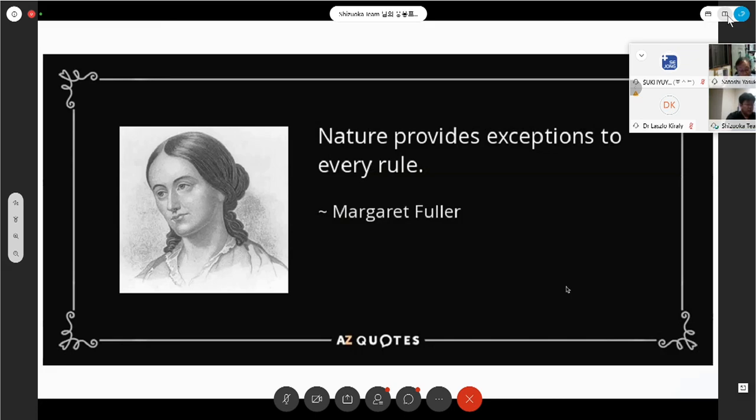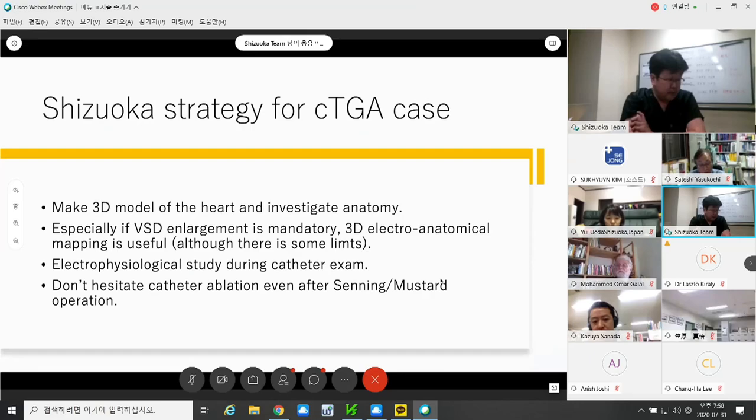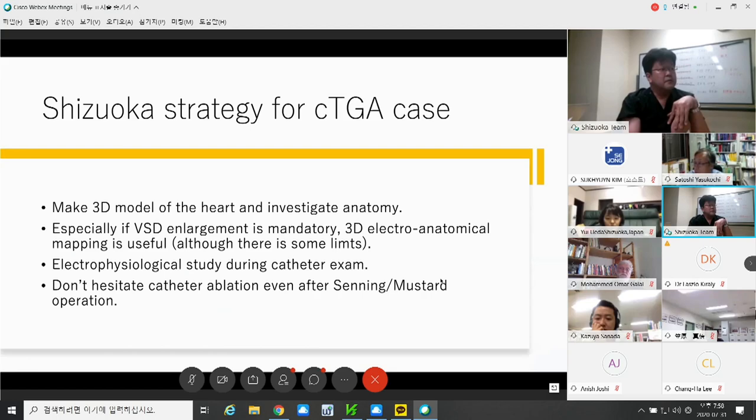So now in Shizuoka, when we see a ccTGA case, we make a 3D model of the heart and investigate the anatomy. Especially if VSD enlargement is mandatory, the 3D anatomical mapping system used in ablation is useful to understand the actual conduction system. There are some limits, but we also do an electrophysiological study during catheter examination to check the AV node and its function, or any signs of AV block.